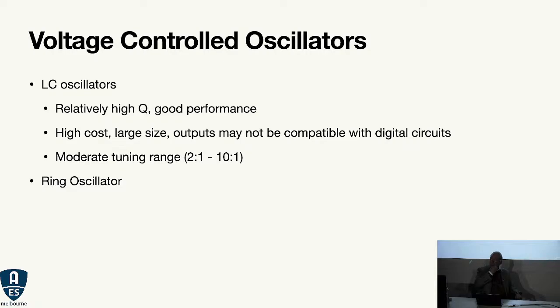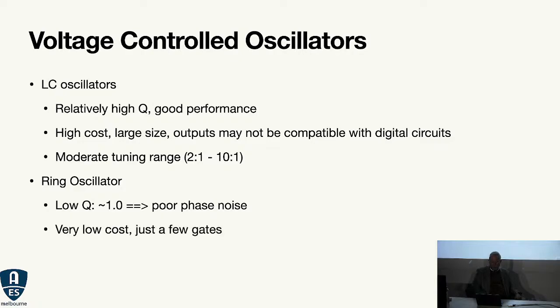The other kind that you see that's very common is called a ring oscillator, which I'll go into in a bit more detail. It's characterized by really low Q. The Q is typically 1 or even less, so they really are lousy for phase noise. And they're very, very cheap. There are literally just a few inverters in series. When I say it's a ring, it's literally a ring, and I'll show you that in a second. And they can be tuned over a very wide range, easily 10 to 1, often quite a lot more than that.